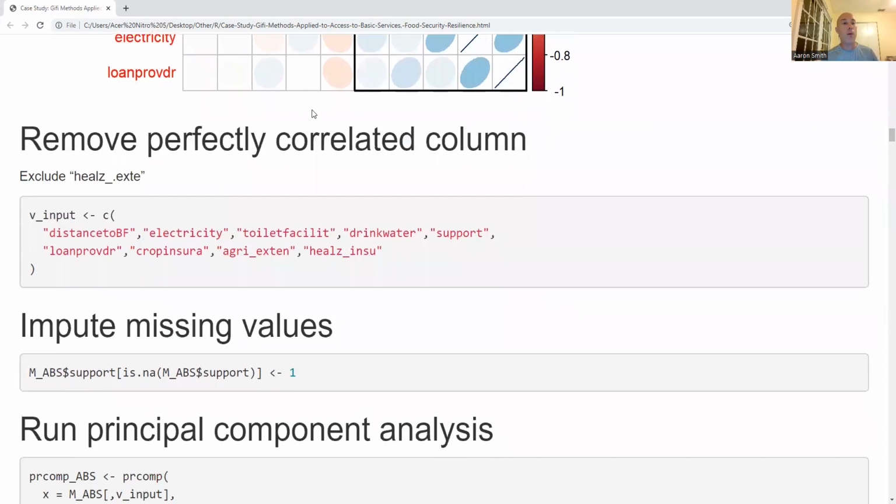All right, let's remove one of the perfectly correlated columns. I'm going to use this one to represent both of them. I'll keep in mind as I look at the data that there may be a hills or an agricultural aspect going on. And just to make my code a little easier to write, I'm going to use this vector for the columns that I'm using as inputs in my analysis.